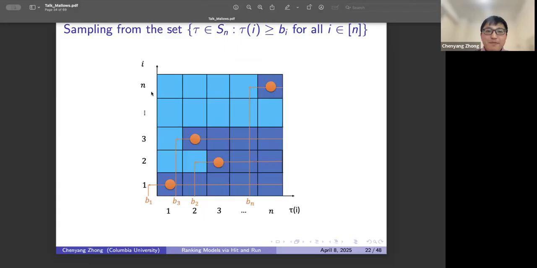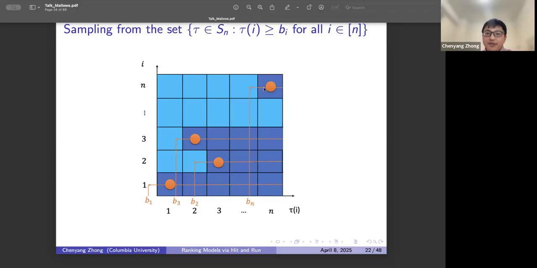Okay, so here is an example of permutations with one-sided restrictions. So basically, we require that each of tau i to be at least a certain quantity. And here we have placed some restrictions, and this gives a valid specification of the set of permutations with these kind of restrictions. So here the orange line specifies the set. The horizontal coordinates give tau i, and the vertical coordinates give i. So to specify a permutation, we need to specify for each of the rows, in which column we should put the tau i values.